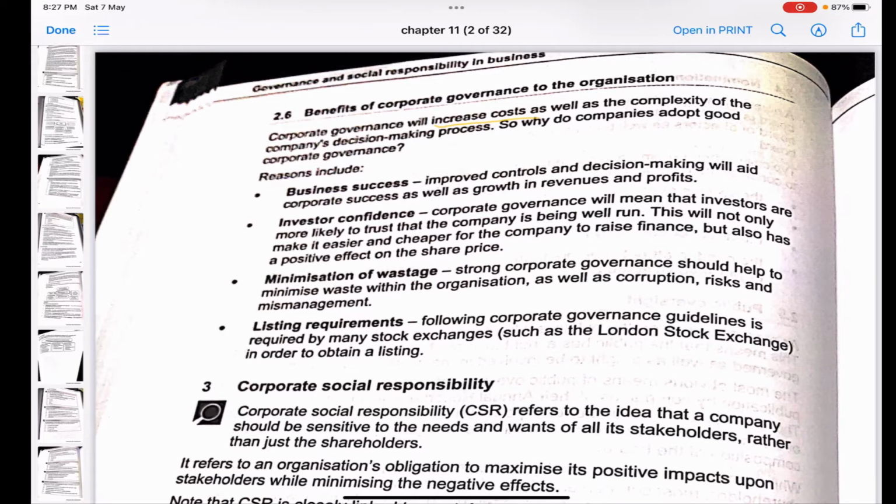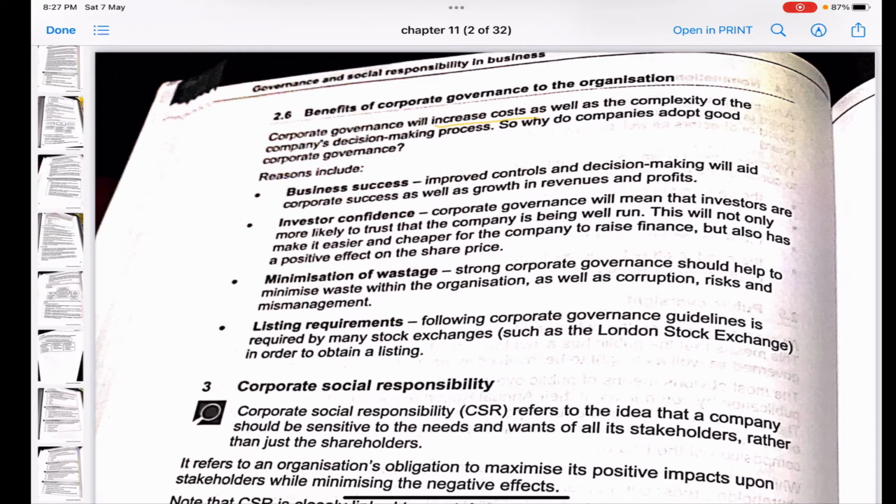Minimization of wastage. By following corporate governance, we can minimize the wastage of resources by having a proper scheme of planning, right? Strong corporate governance should help minimize wastage within the organization, as well as corruption, risks, and mismanagement. Listing requirements. Following the corporate governance guidelines is required by many stock exchanges, such as the London Stock Exchange, in order to obtain a listing.